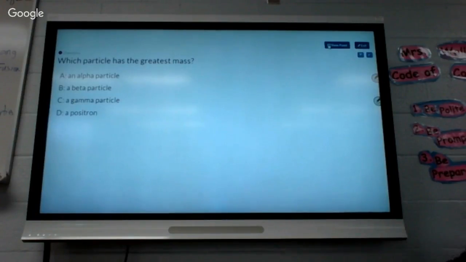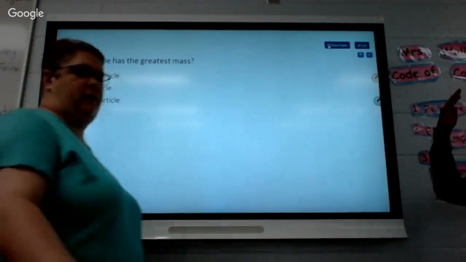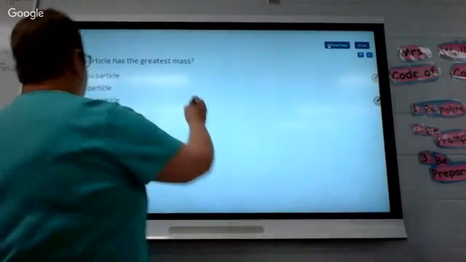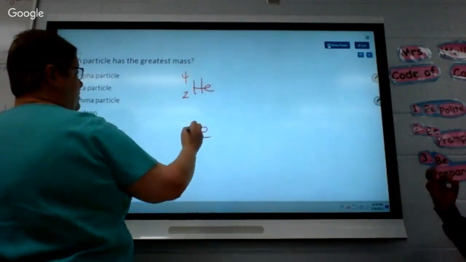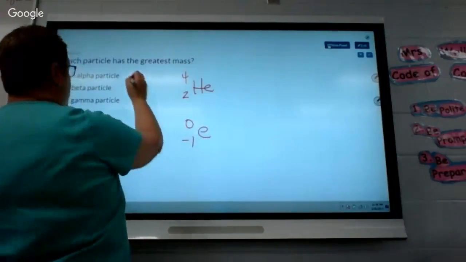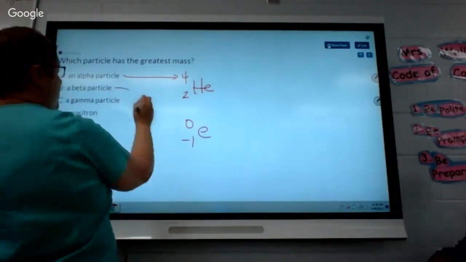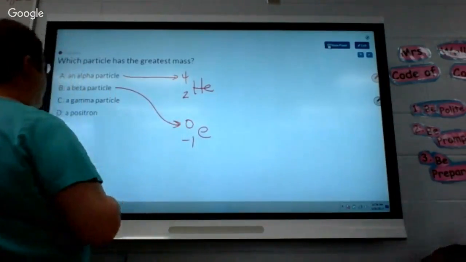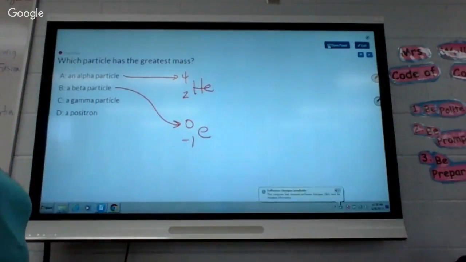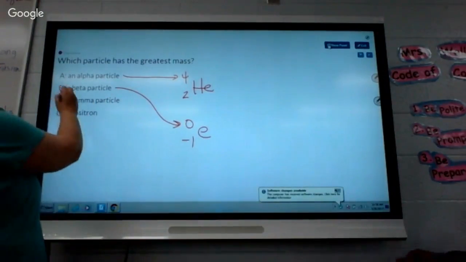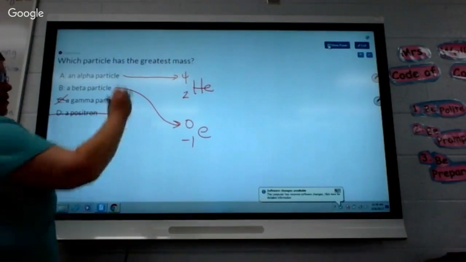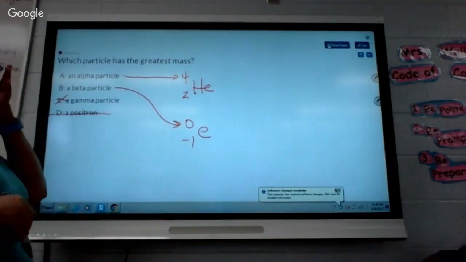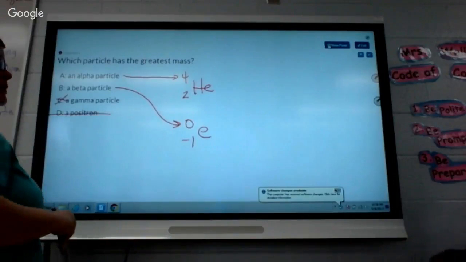Greatest mass. What's the mass of an alpha particle? 4. All right, remember, think about their symbols. Helium has a 4 and a 2. Beta has a 0 and a -1. So that's the mass of a helium, and that's the mass of an electron. Gamma has no symbol and no mass, so that's out. Don't pick positron. So it's either alpha or beta. Which one is it? It's alpha.